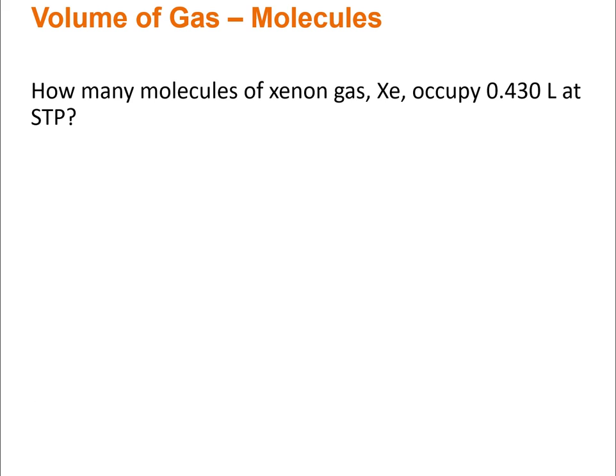How many molecules of xenon gas occupy 0.430 liters at STP? We're asked about molecules. The number we're given is 0.430, and we know we've got something at STP. The fact that we have a volume and the problem says STP, your mind should be thinking gas, even if you don't see the word gas in the problem. We have a volume, and we need to figure out how many particles we have.